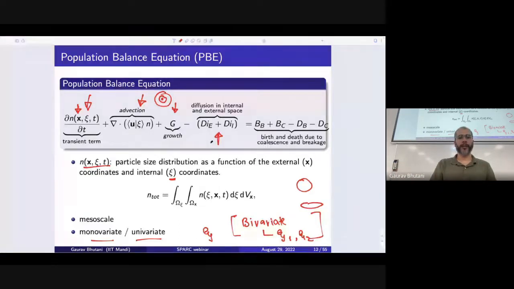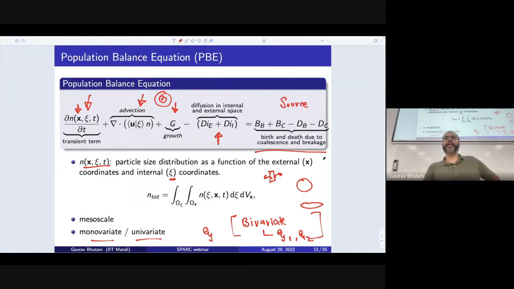So I start with particles of a given xi, but then some of them become larger in size, some of them become smaller in size. So that's diffusion in the internal space. We won't discuss much about it. That depends on the physical phenomena, whether we need this diffusion model or not. But for today's discussion, we don't need that. The most interesting part of the population balance equation are these right-hand side terms, also called the source terms.